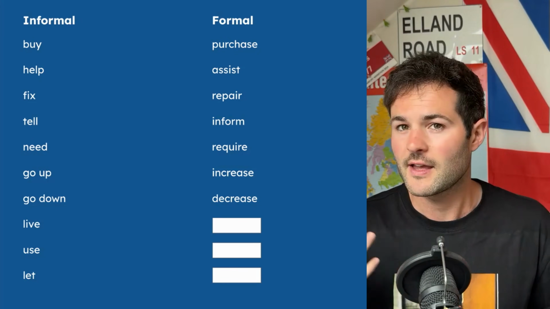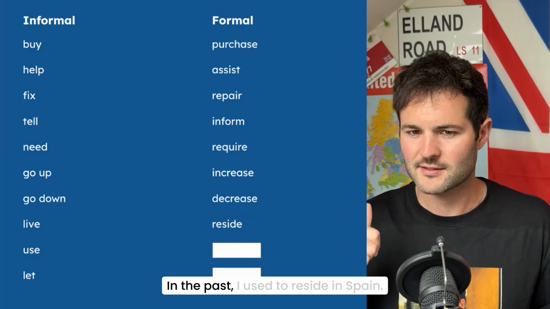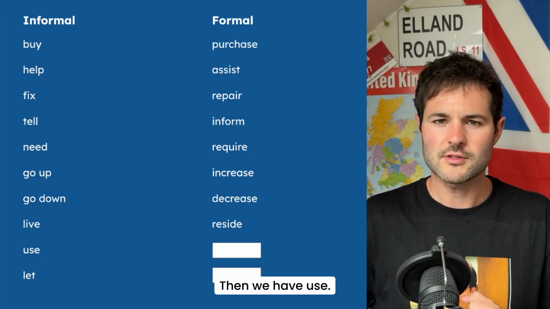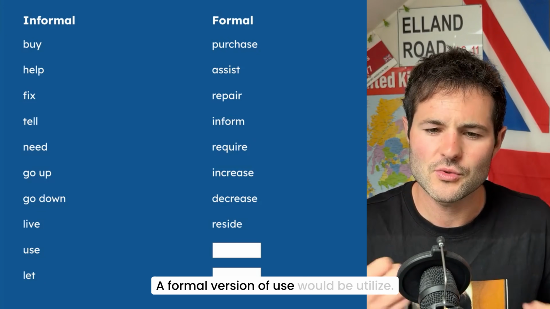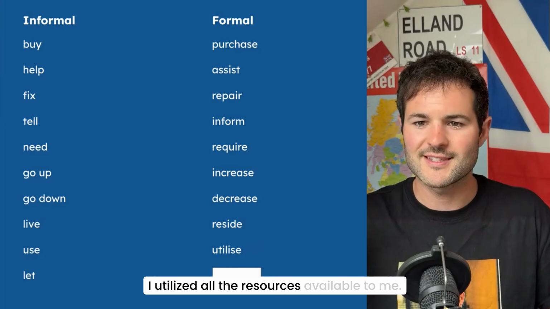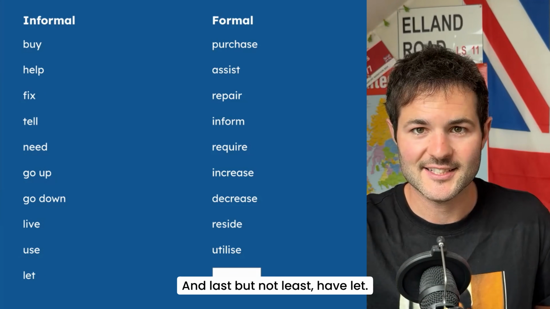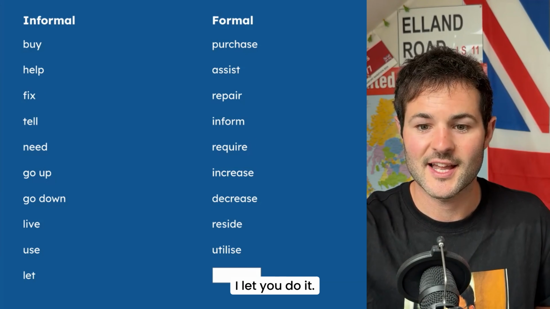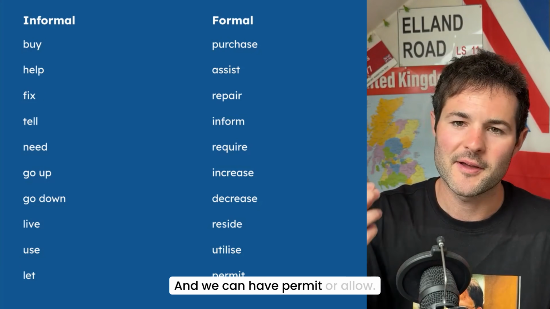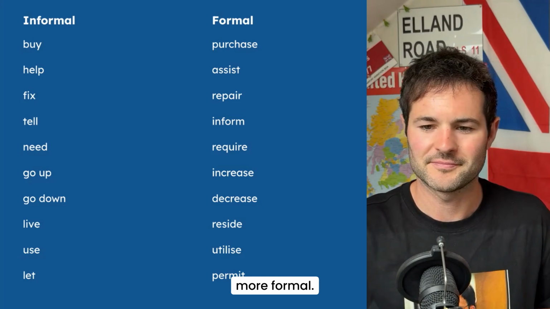Then we have live. If you want to sound a bit more formal, you could say reside. In the past, I used to reside in Spain. Then we have use. A formal version of use would be utilize. I utilized all the resources available to me. And last but not least, we have let. I let you do it. Or I permit you to do it. And we can have permit or allow. Both of them are a little bit more formal.